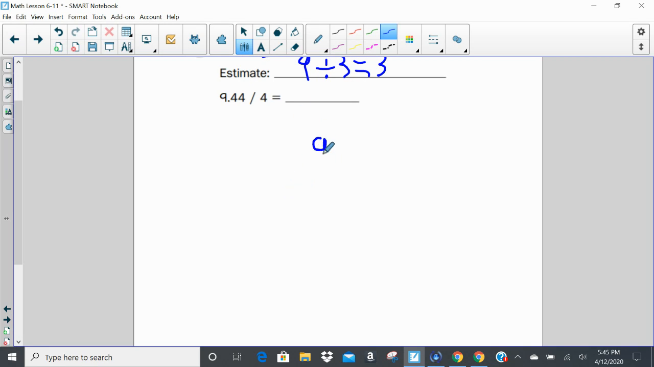9 and 44 hundredths divided by 4. Most important step is what? Yes, Kylie, move up that decimal. That's right. Good job. 4 goes into 9 how many times? 2. 2 times 4 is 8. Subtract. You get 1. Bring down your 4.